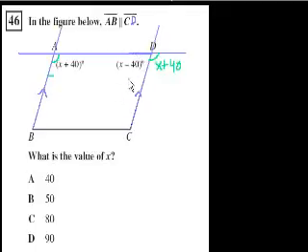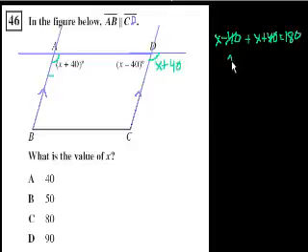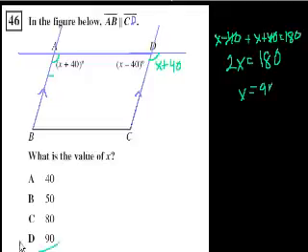So let's figure it out. So x minus 40 plus x plus 40 is equal to 180 because they're supplementary. Let's see, the 40s cancel out, so minus 40 plus 40 adds up to 0. So you're left with 2x is equal to 180. x is equal to 90. So it's D.